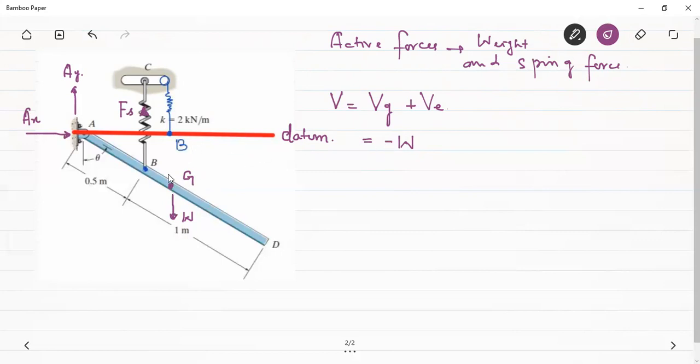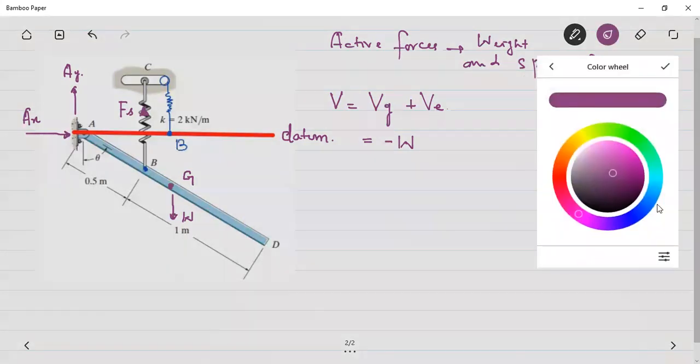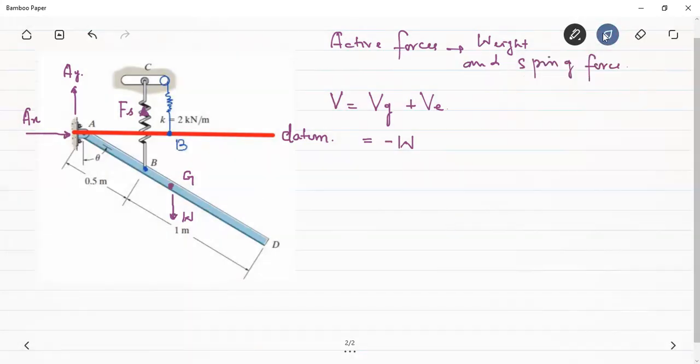And what is the distance of the center of gravity from the datum? It's clearly seen that, I will show it with green color, this distance is the distance of the center of gravity from the datum. I can represent this distance by y, plus the elastic potential energy.